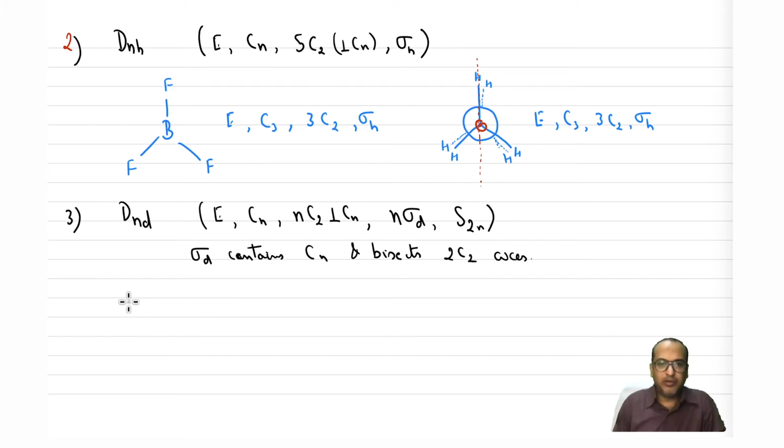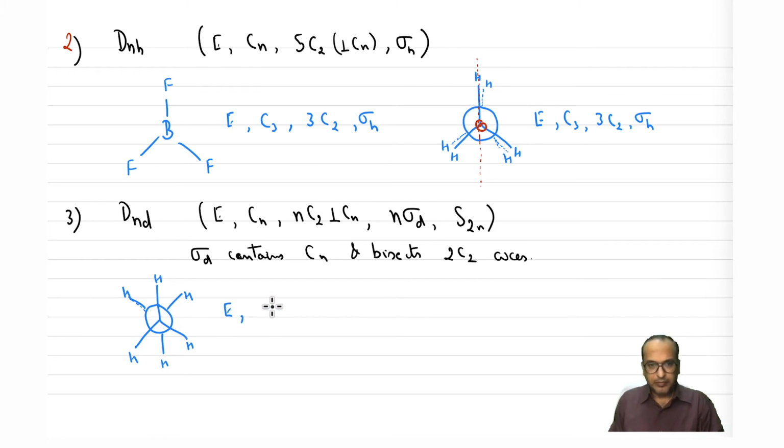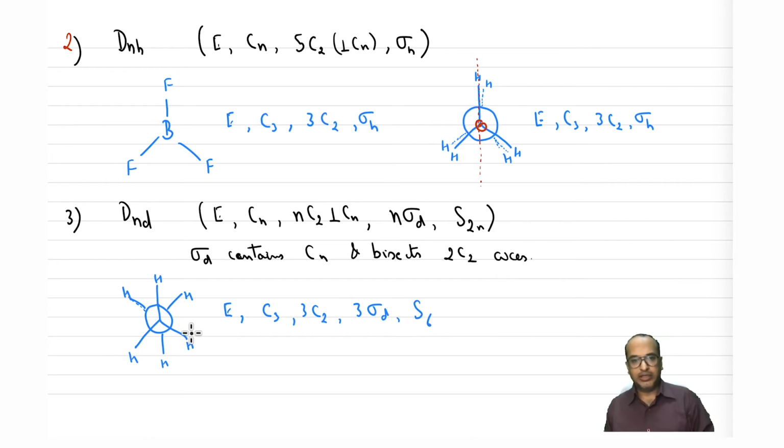Now an example, we have already seen this example. We know staggered ethane, right? I'll just quickly draw it. We have already discussed this example, so we will not cover this in detail. It has E, C3, 3 C2s, 3 sigma Ds, and an S6, right? We have seen how there is an S6 in this one.